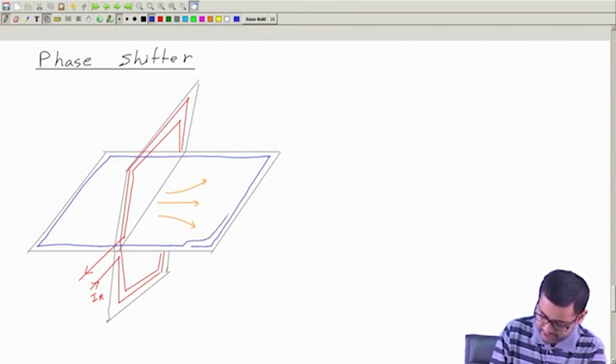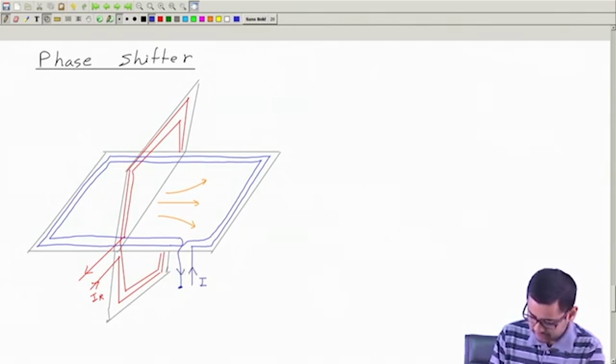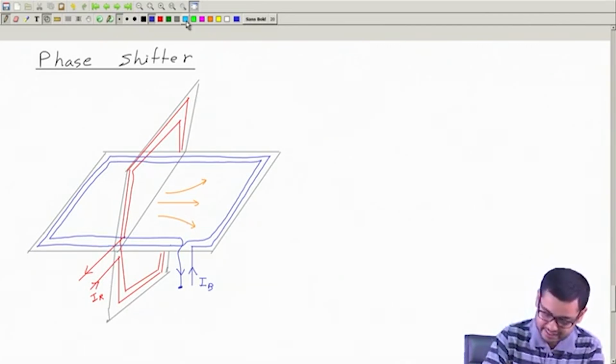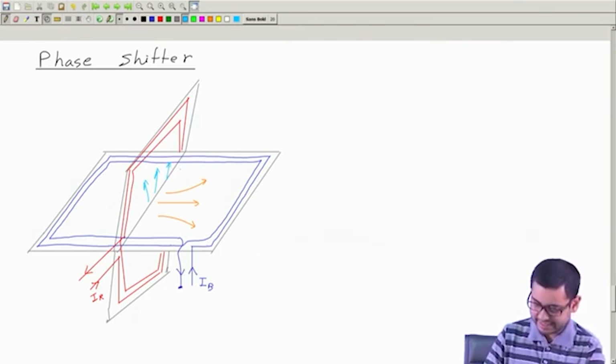Let me have another turn. So I can have many turns like this. And then this is the end of the coil. Okay, so this is the start, this is the end of the coil. Call the current that may flow through this as IB. And if any current flows, then it will create some flux which will be in vertical direction. So the flux due to this will be like this. Okay, so it will be in the vertical direction.